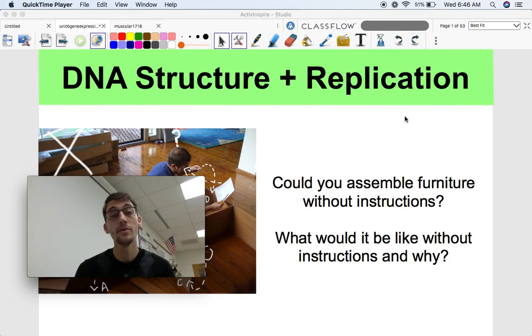Poser. Today we are starting a new unit. It's called Unit 6 on gene expression. And our first topic that we're going to get into is DNA structure and replication.